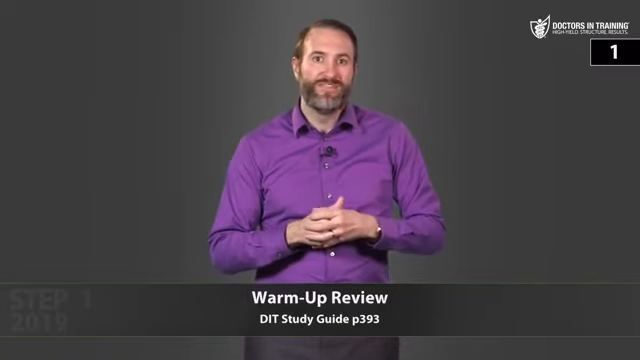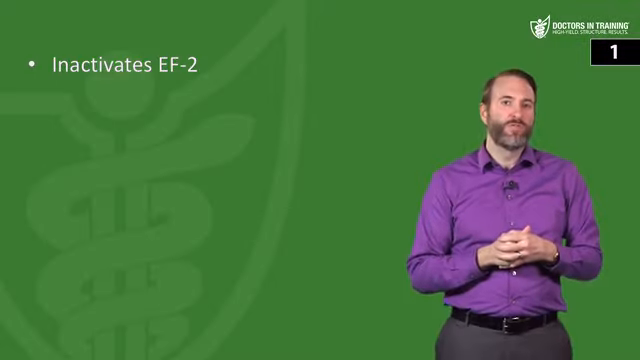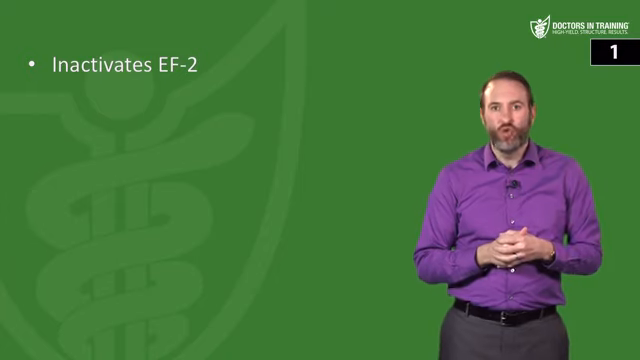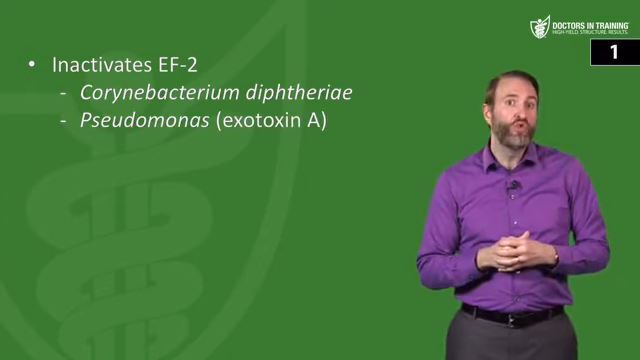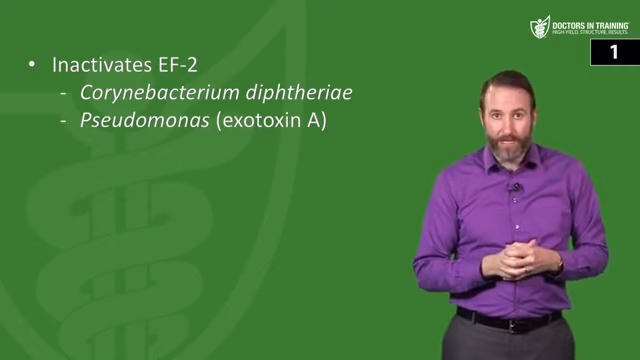It's time for another warm-up. Let's get going. Which organism produces an exotoxin that works via each of the following mechanisms? So first one, we have inactivates EF2. So this one is going to be Corynebacterium diphtheriae, also Pseudomonas exotoxin A.